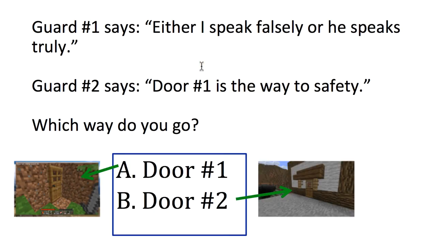So, let me give you another puzzle. The same setup as before. We have two guards here. You don't know if they're both knights or knaves or whatever. You just use that disjunctive reasoning to try to figure out which way you should go. So again, let me give you a minute to pause your videos here.